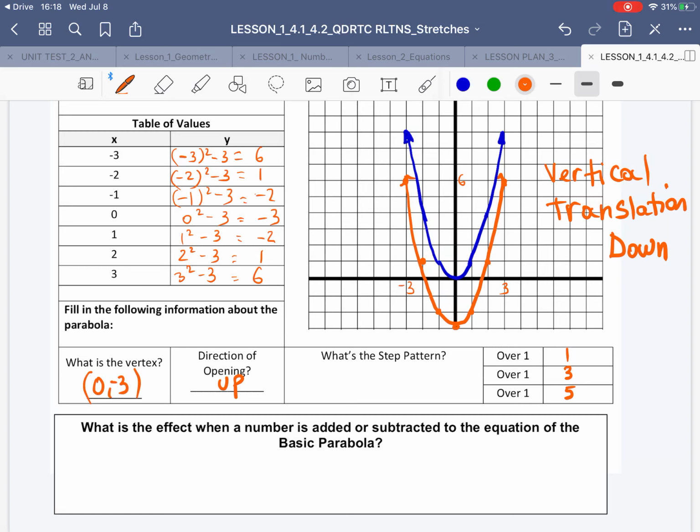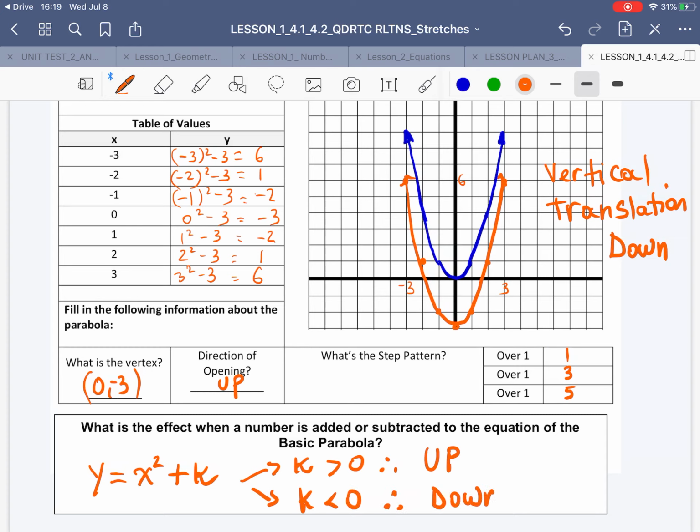So here is a short summary. What is the effect when a number is added or subtracted in the equation of the parabola? If we have y equals x squared plus k, where I'm calling this number k, then if that number k is positive, the parabola will move up. And if that k is negative, then the parabola will go down. All right?